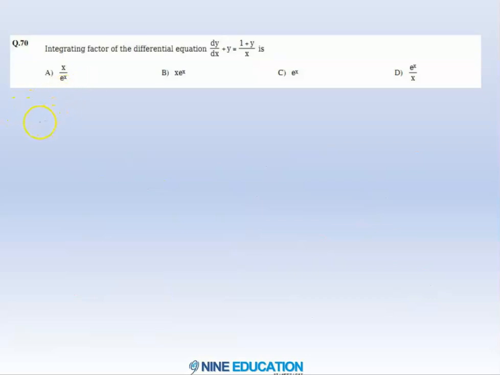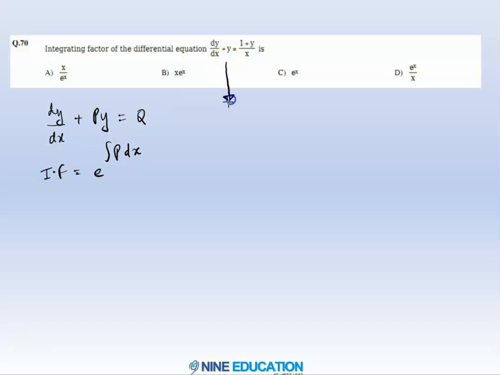Question number 70 is: the integrating factor of the differential equation dy by dx plus y is equal to (1 plus y) by x. If we have a differential equation of the model dy by dx plus Py is equal to Q, where P and Q are either constants or functions of x, then you can write the integrating factor as e power integral of P dx.